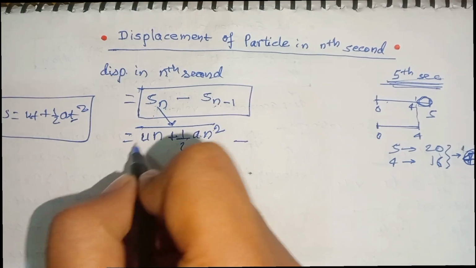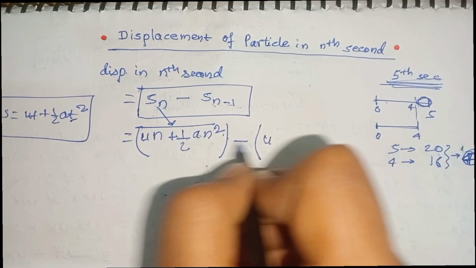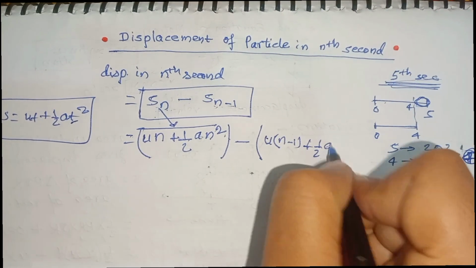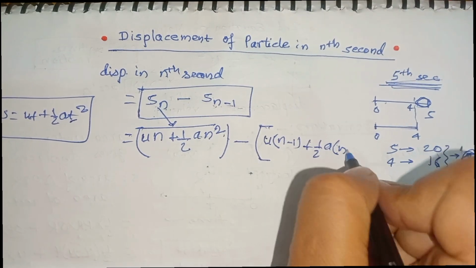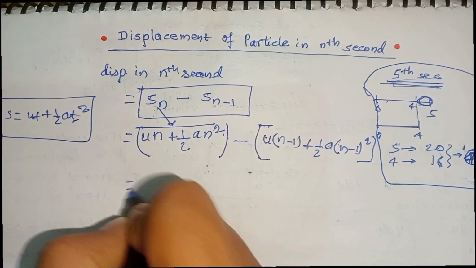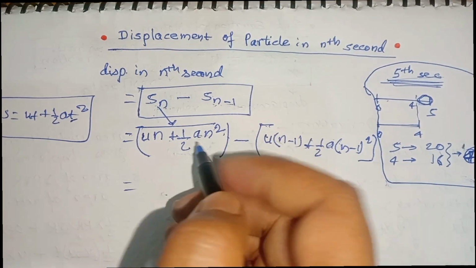Okay, minus, for S(n minus 1) what will happen? U, the initial velocity, will be the same, and in the place of n it will be n minus 1, plus half acceleration into (n minus 1) square. In this way, after solution we can easily get the result. This is now a simple calculation, so we are not going to do it here to save our time.